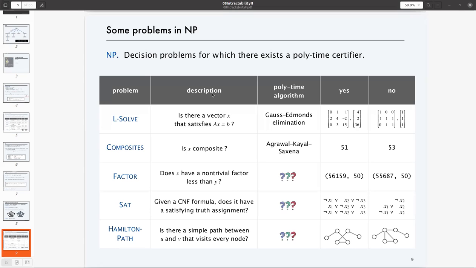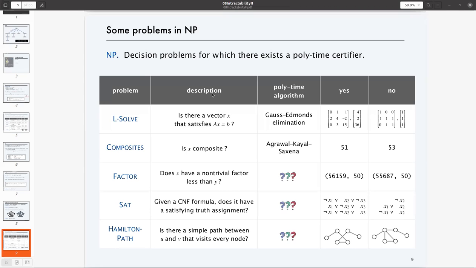Actually, suppose you want to check a number n. For an input number n, you could give all the numbers from 2 to square root n as the certificate, but that will not be a polynomial size certificate. You cannot verify that in polynomial time either, right? Are you getting this? Yes.